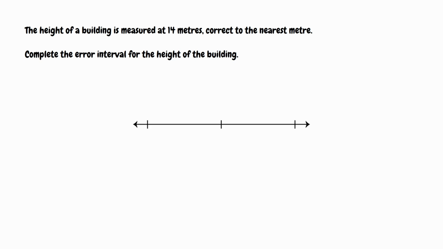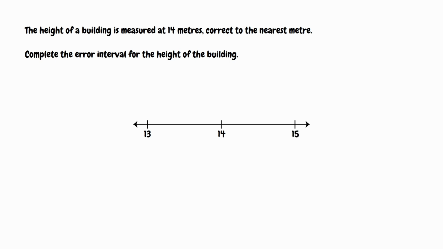So the height of the building was 14 meters, so that's going to go in the middle. And if we look back at the question, it said it's been measured correct to the nearest meter. So we have a degree of accuracy for this question. It's to the nearest 1 meter. So all I'm going to do now is take that accuracy of 1 meter, and add and subtract that from the value we initially had. So I'm going to take 1 meter away from 14 to give me 13. And I'm also going to add 1 meter on, which would give me 15.